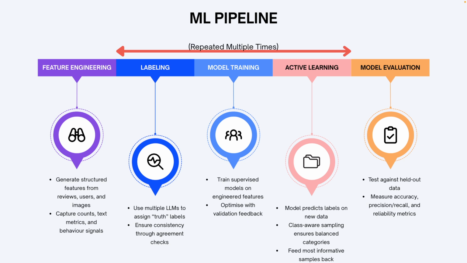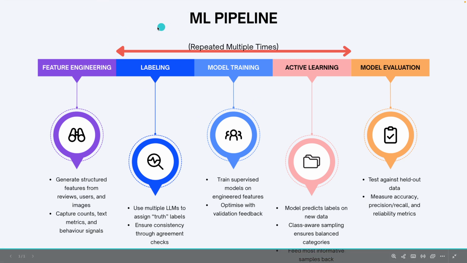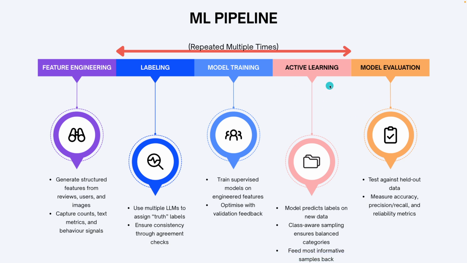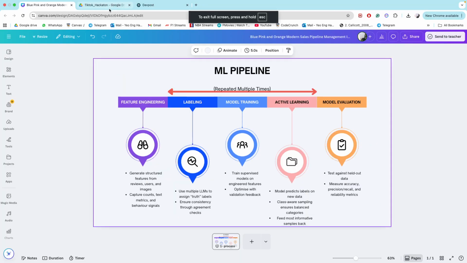We move on to active learning, where the model predicts labels based on new data, and where we do class-aware sampling, which ensures balanced categories, which is reinserted into labeling for us to repeat this pipeline multiple times. And lastly, we do model evaluation, where we test against held-out data, where we measure accuracy, precision, recall, and reliability metrics. Let me walk you through the exact code right now.